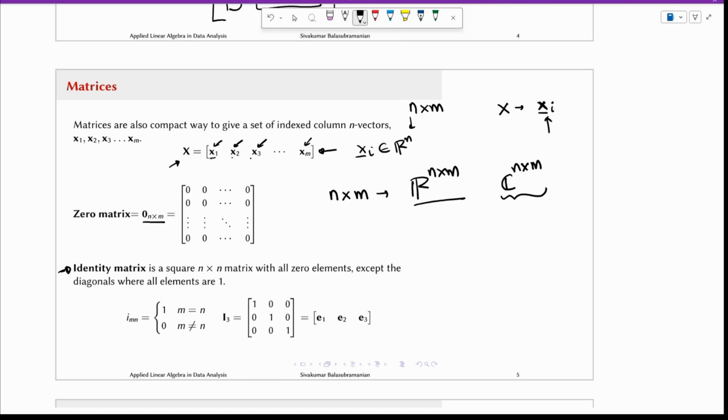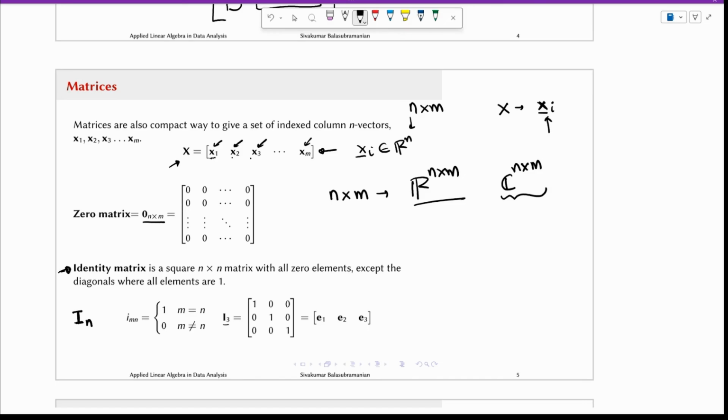Another important matrix is the identity matrix. Identity matrices are always of square shape, and the definition is fairly simple. Identity matrices are usually represented by bold I with a subscript n. Because it's a square matrix, n tells you the number of rows and columns in the matrix. So I2 would be a 2 cross 2 identity matrix. Here I've shown the example of a 3 cross 3 identity matrix.